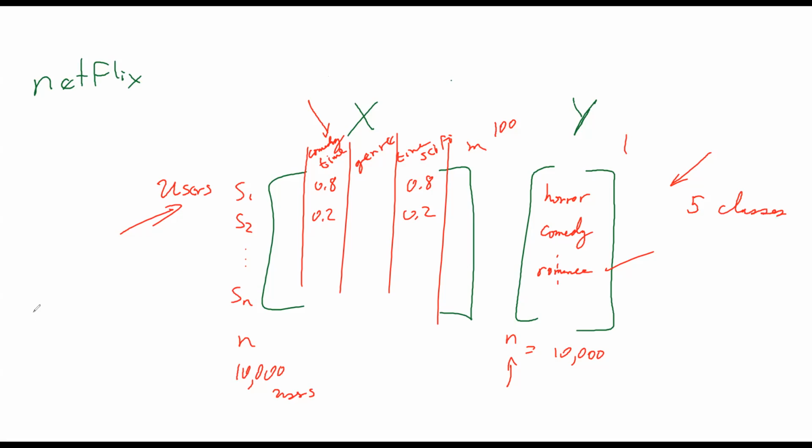Balance would mean that we have 2,000 of each. Okay? That's balance. Again, it's not going to be perfect. One will be 1,500, one will be 2,500. That's still balanced.